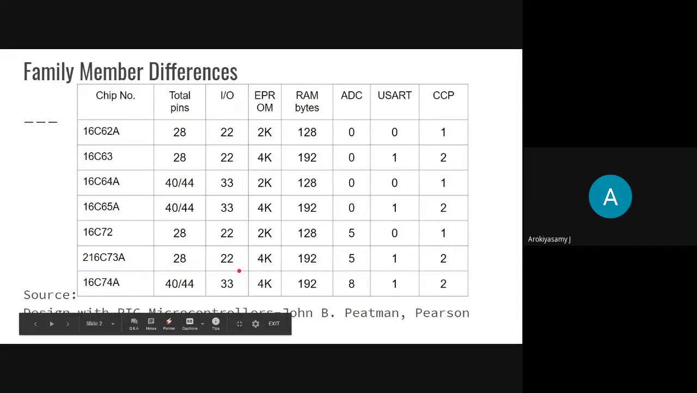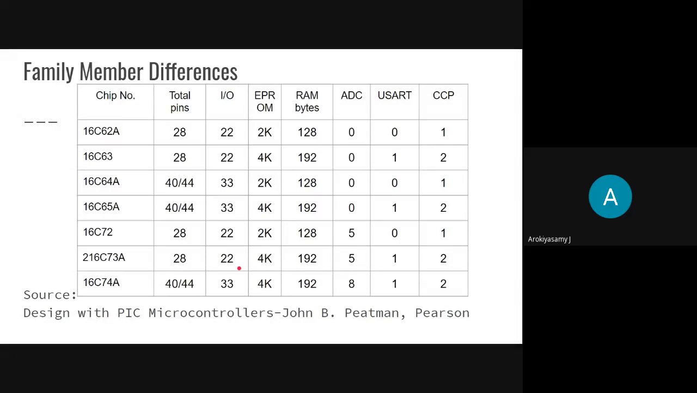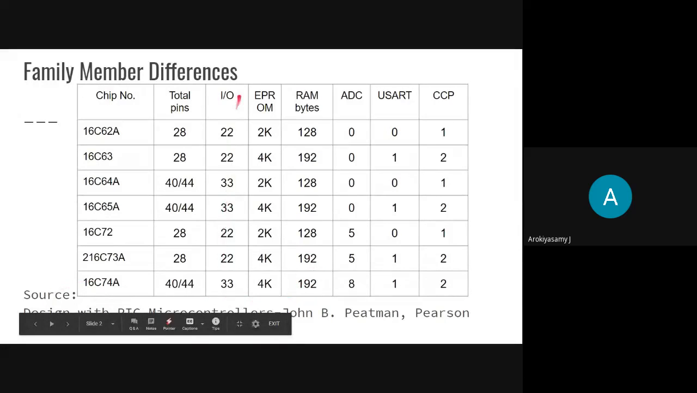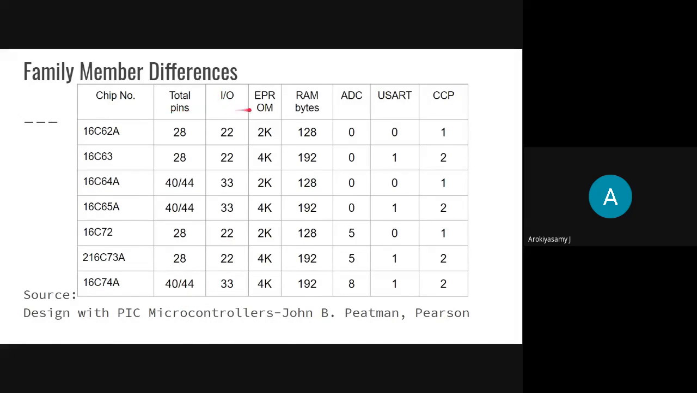If more pins are allotted for I/O operation, what does it mean? It means more devices may be connected. So in 74A, 33 I/O pins are available. That means 33 different peripheral devices may be connected. 33 lines from various peripherals may be connected in 74A. So that is the meaning of the number of I/O pins.